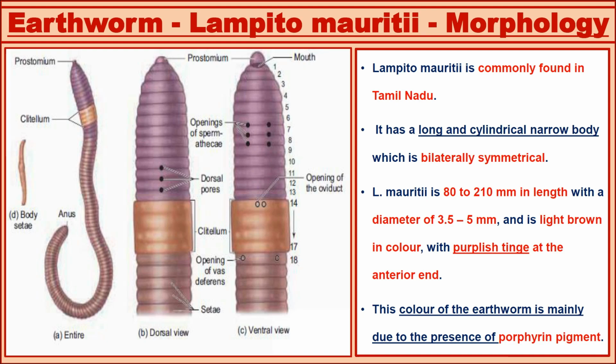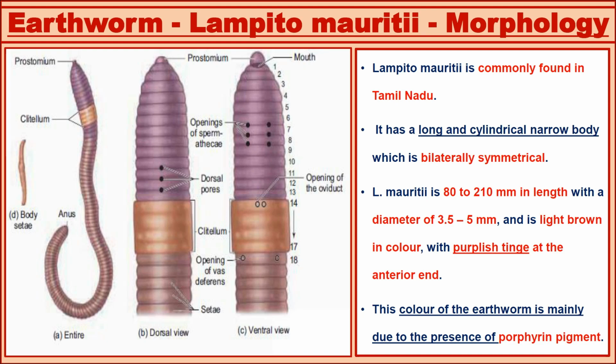Lampito mauritii is commonly found in Tamil Nadu and their body is long, cylindrical, narrow and bilaterally symmetrical. It measures about 80 to 210 millimeter in length and 3.5 to 5 millimeter in diameter. The color of the earthworm is light brown and it has a purplish tinge in the anterior end of its body. The color of earthworm is mainly due to the presence of the porphyrin pigment in their epidermis.